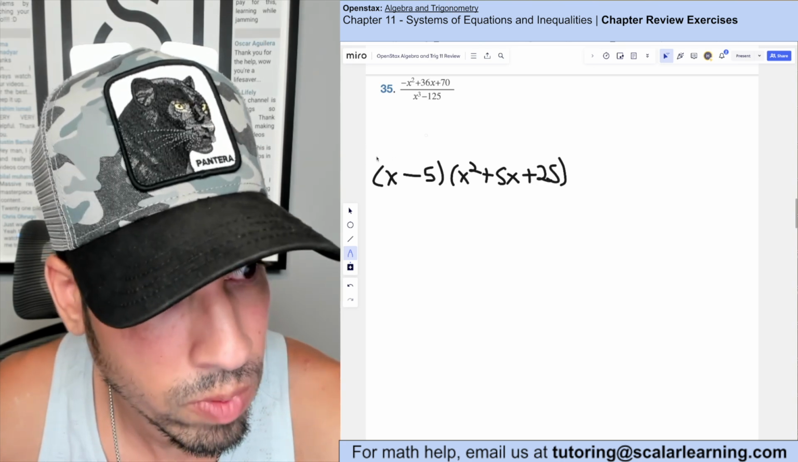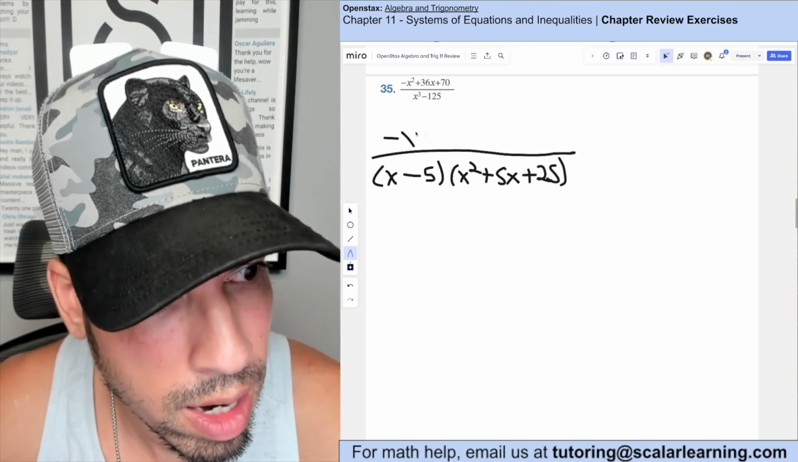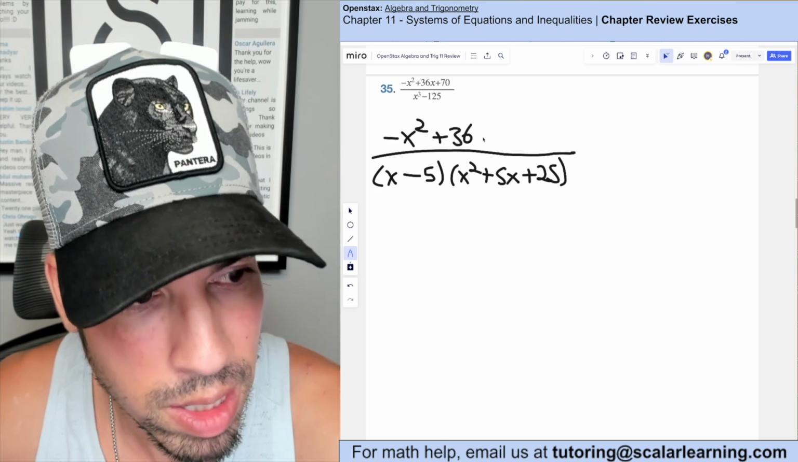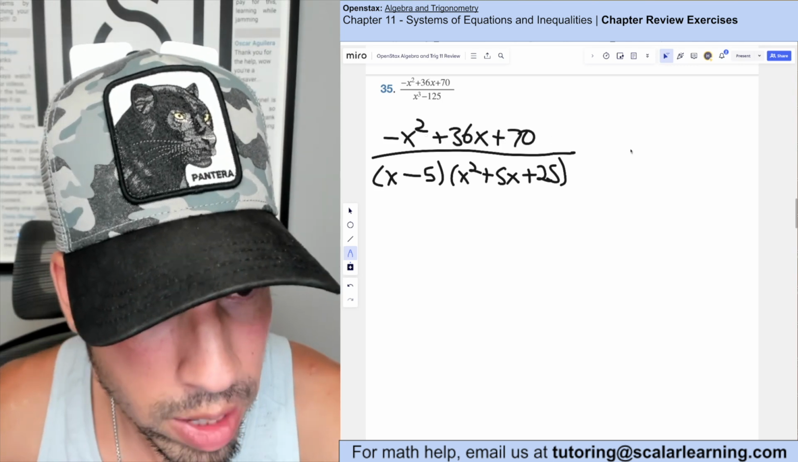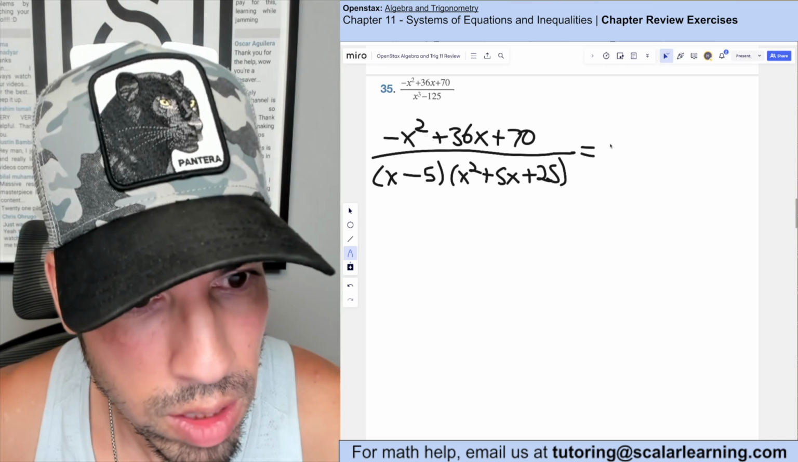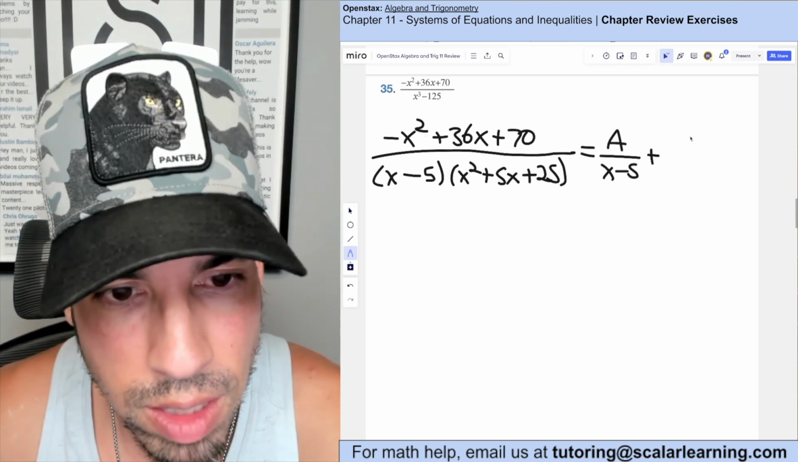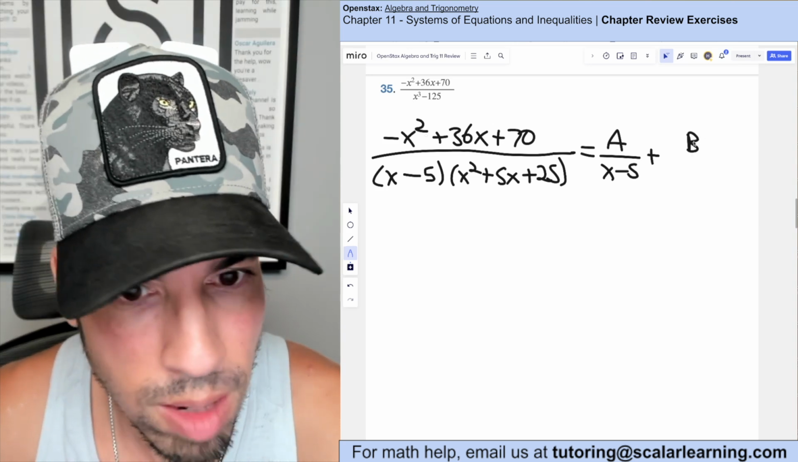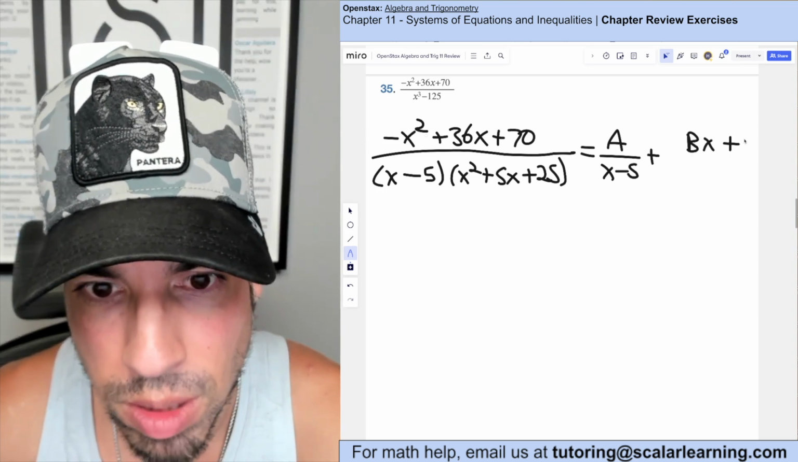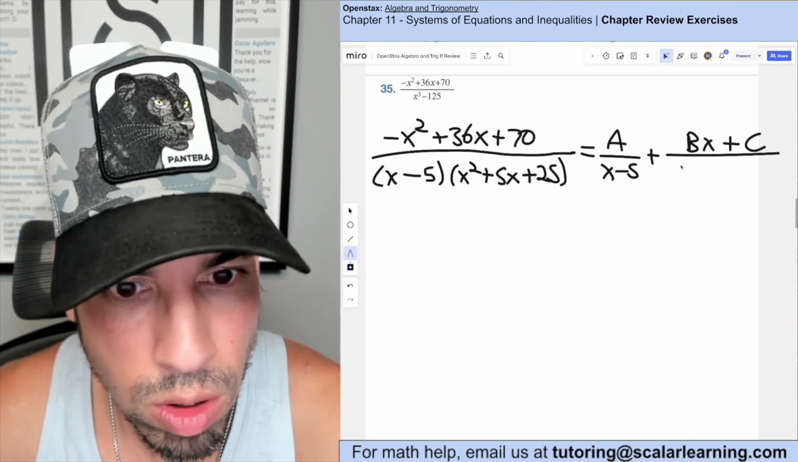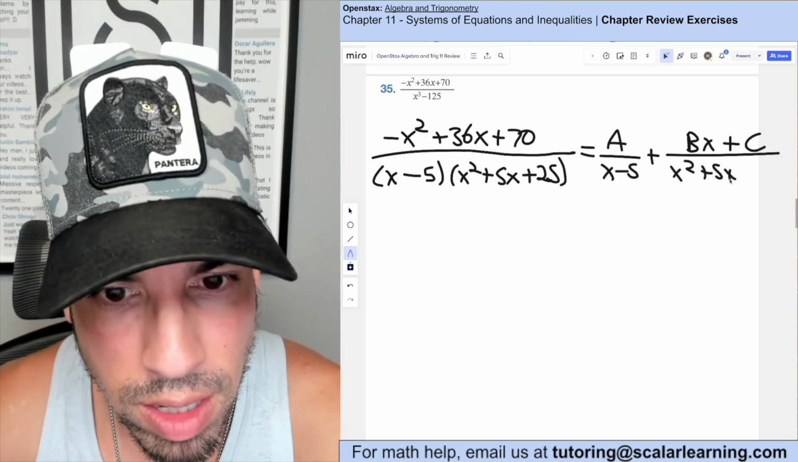Okay. And what we have is we have a non-repeated irreducible quadratic factor, which means we're going to have a over the x minus 5. And then for the next part, we're going to have linear on top of that quadratic. So we got bx plus c over all of this, x squared plus 5x plus 25.